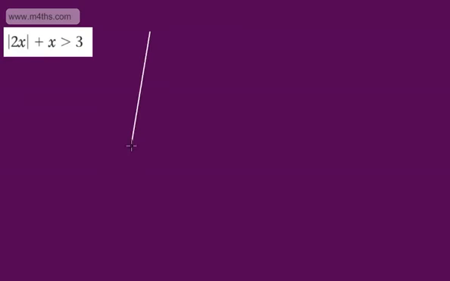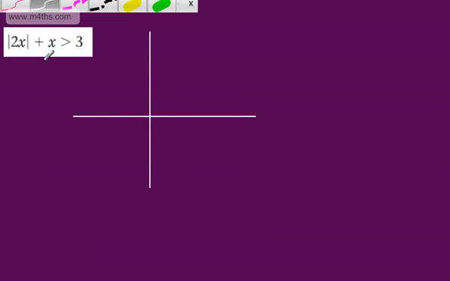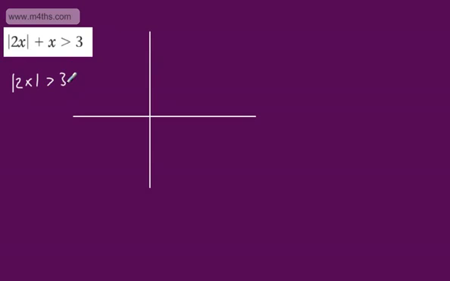What I'm going to do is draw two different graphs on this one. Let's first rearrange this and make things slightly easier for ourselves. We're going to say now the modulus of 2x is going to be greater than, and I'm going to subtract x from both sides, 3 minus x. I'm now going to draw two graphs: y is equal to the modulus of 2x and y is equal to 3 minus x.